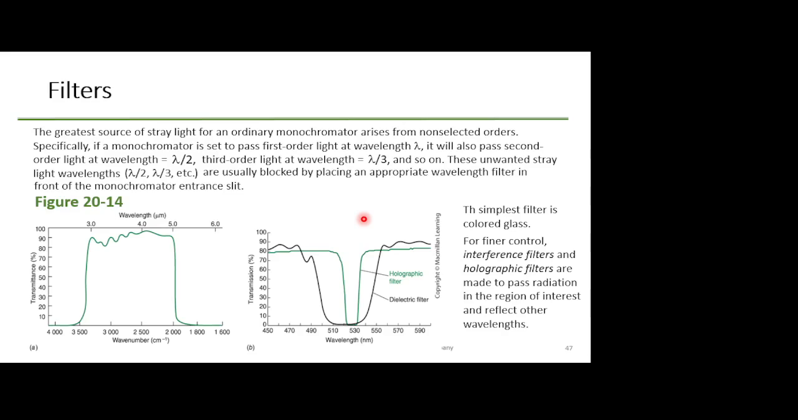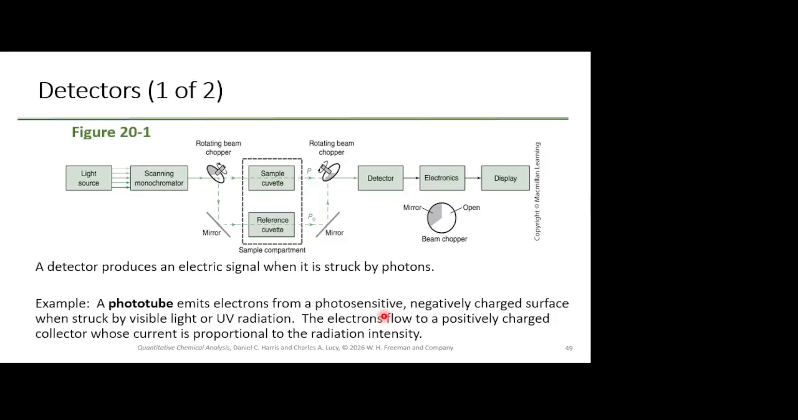You can use more fine control filters, interference filters. You can also use holographic filters. These are going to be specifically used to pass regions of interest through or reflect off other regions. Let's see. This is a detector. So this is one of the older style detectors, but they still work quite well.